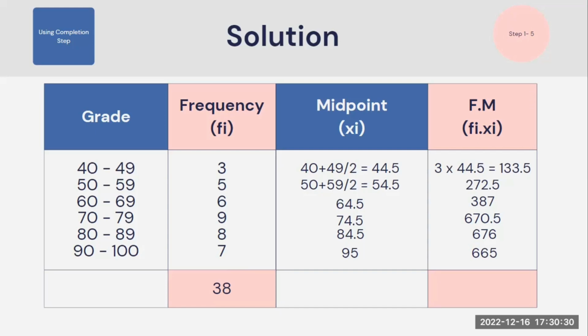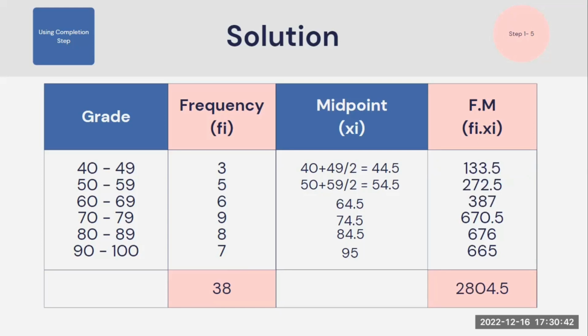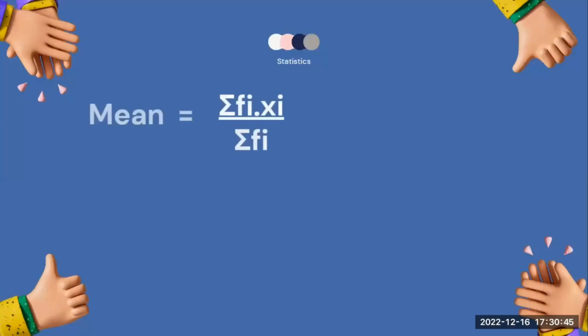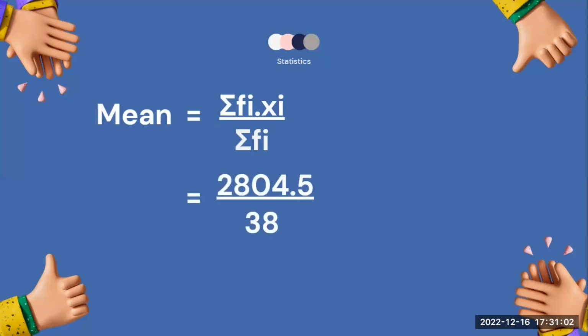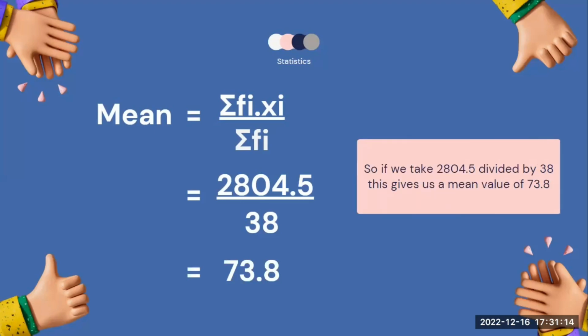Now let's take the sum of this column. So go ahead and add those numbers using the calculator. So the total that I have is 2,804.5. So now we can calculate the mean. The mean is going to be the sum of the Fi multiply Xi values divided by the sum of the frequency values, which means 2,804.5 divided by 38 equals 73.8. So this gives us a mean value of 73.8. So that's our discussion about the mean.